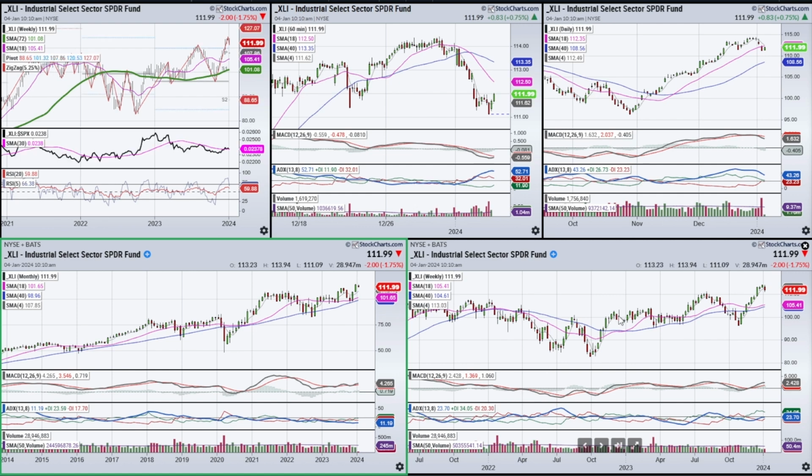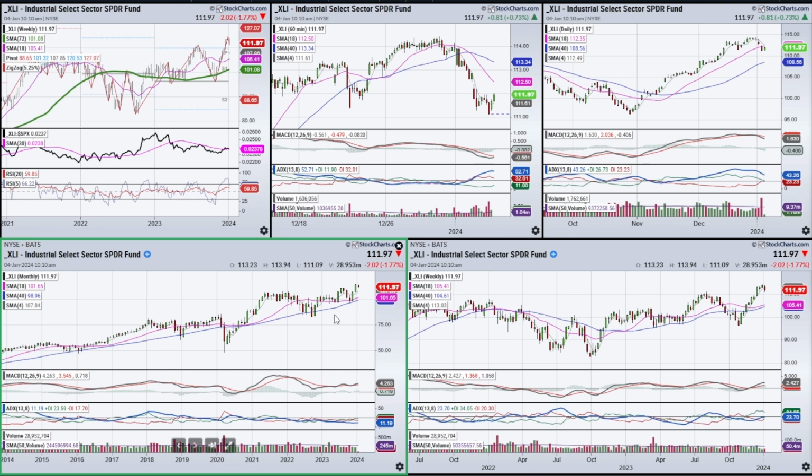Okay, XLI, I do want to bring this up. Now, there were a lot of stocks inside of the industrial sector that had a really good year last year, but there were also stocks in areas that did not. Okay, I would be focusing on those. I can give you one example would be like the railroad stocks. They didn't do anything last year, but they're starting to show signs of life, just as an example.